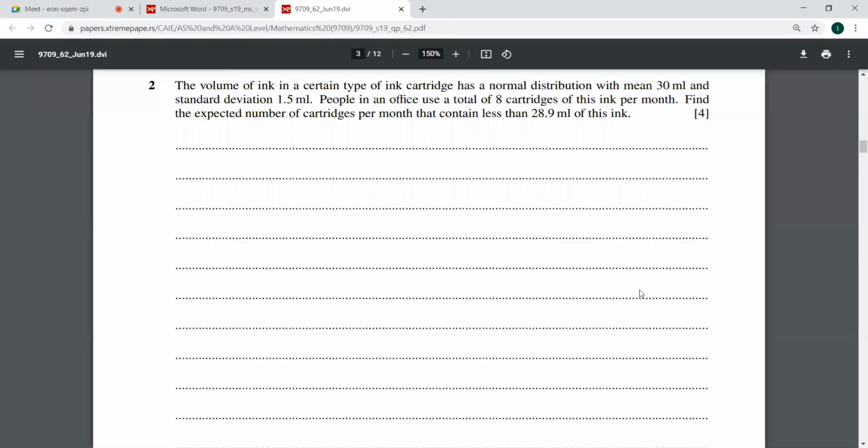Question number 2. The volume of ink in a certain type of ink cartridge has a normal distribution with mean 30 and standard deviation of 1.5. Bacho, a very major segment of your statistics syllabus contains this normal distribution. The good thing is that you don't have to think about whether it is really a normal distribution or not, because in a normal distribution question, you will always be given that it has a normal distribution, as it says here. Remember to note down its parameters.